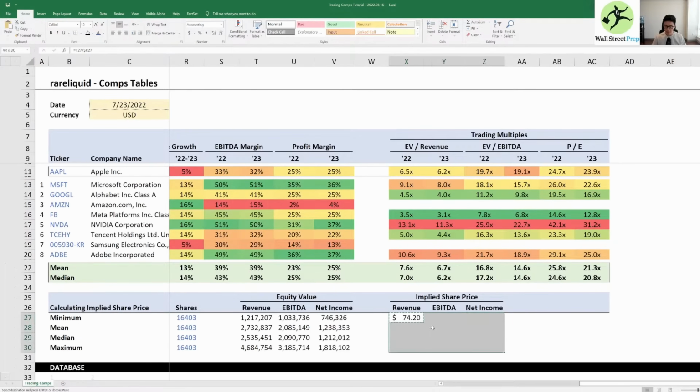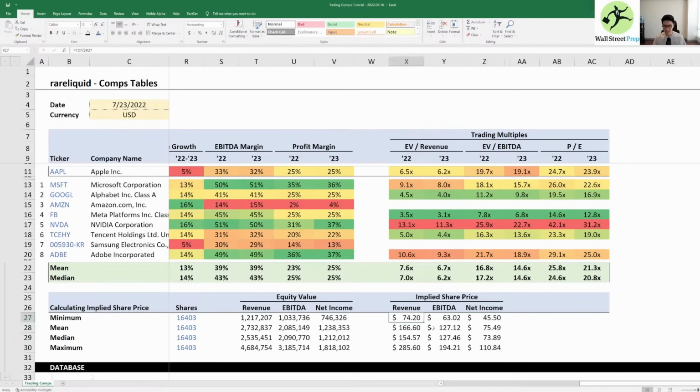And so if we copy paste this across, you can see all the different values, implied share prices for Apple based on our trading comps. Right, and so you can see a range based on our 2023 revenue, anywhere from $74 to $285. For our EBITDA, 63 to 194, and for our PE multiples, 45 to 110.